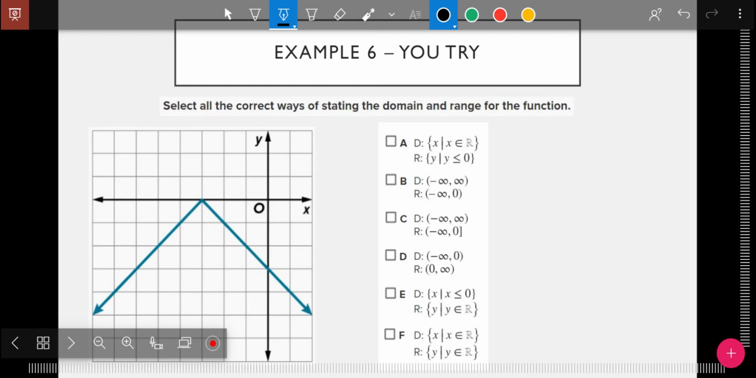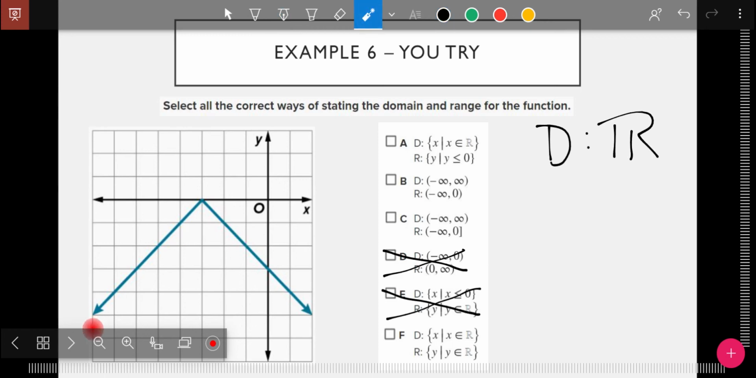All right, but let's talk about domain. For me, domain's easier here. It goes left forever, goes right forever, so the domain is all reals, right? And so it can't be D. D's eliminated, and it can't be E. So just from knowing the domain was all reals, which is not super hard to see, I've eliminated 2 of my answers. And so let's talk about the range.